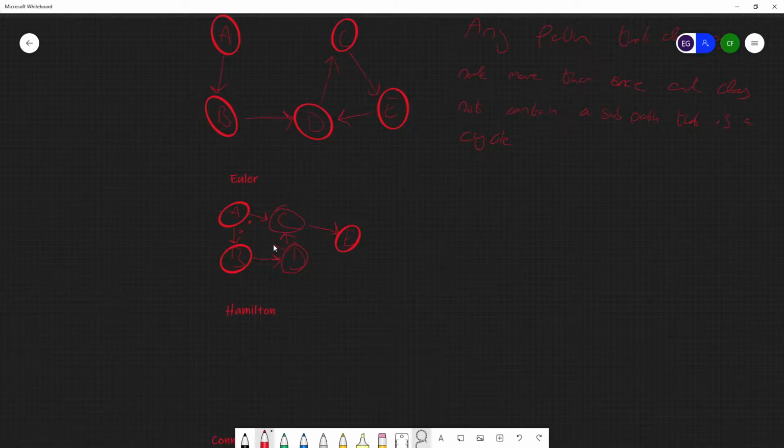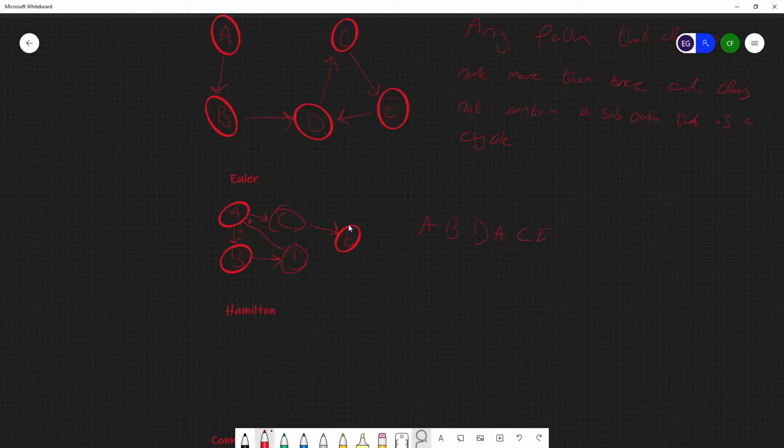If there was a way to do this, for example, rather than having this edge, then you could go A, B, D, back to A again, to C, to E. That would be an Euler path through this graph, because every edge was visited exactly once.